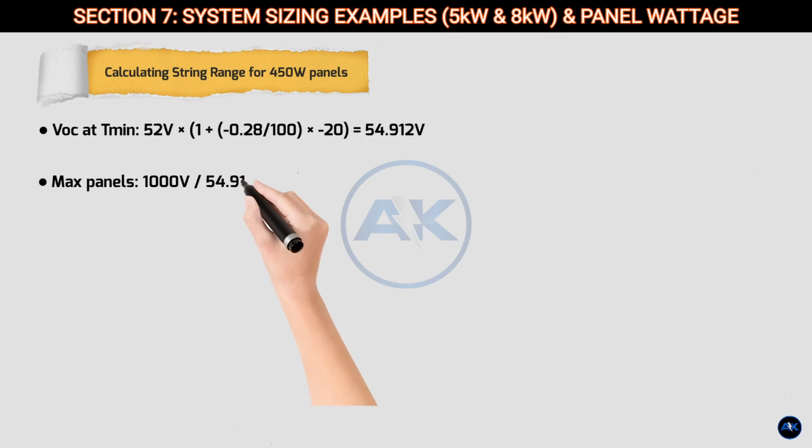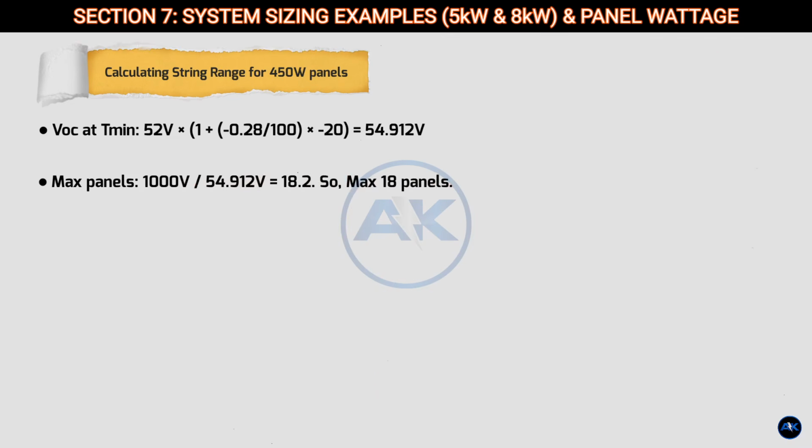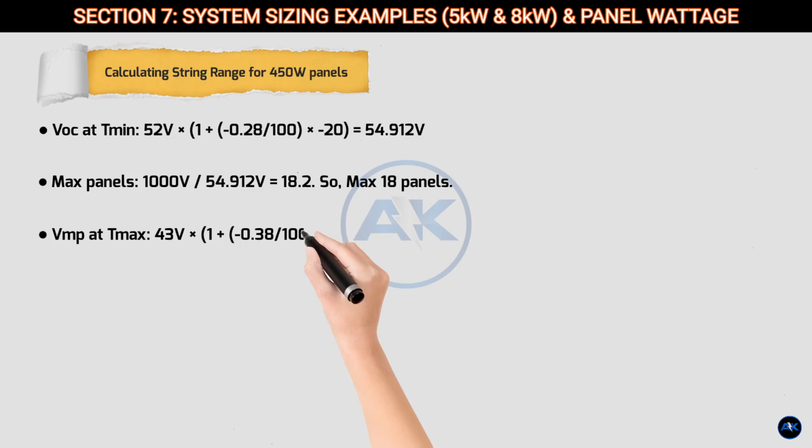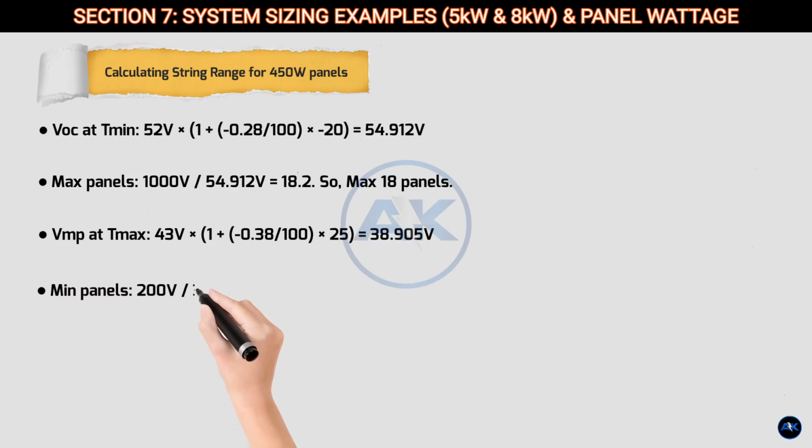Calculating string range for 450 watt panels. VOC at T min: 52 volts times (1 plus negative 0.28 divided by 100 times negative 20) equals 54.912 volts. Max panels: 1000 volts divided by 54.912 volts equals 18.2. So, max 18 panels. VMP at T max: 43 volts times (1 plus negative 0.38 divided by 100 times 25) equals 38.905 volts. Min panels: 200 volts divided by 38.905 volts.